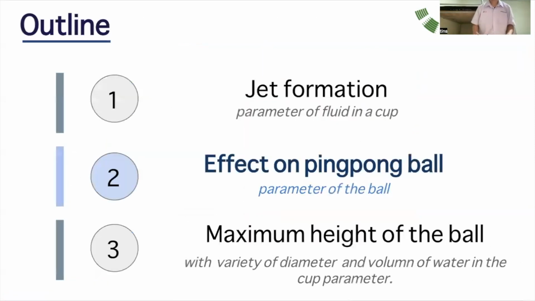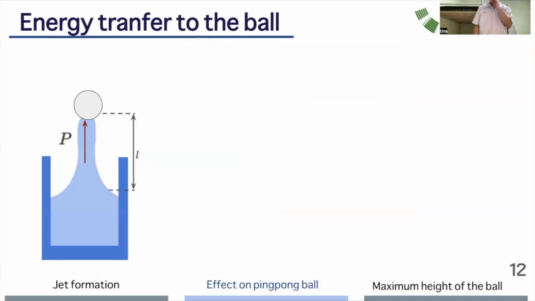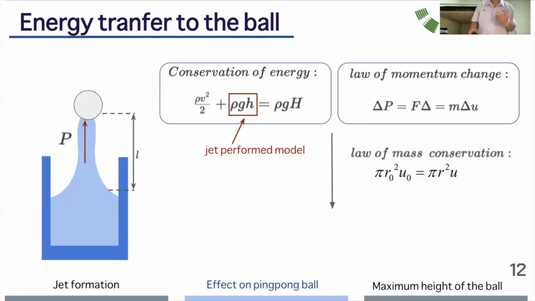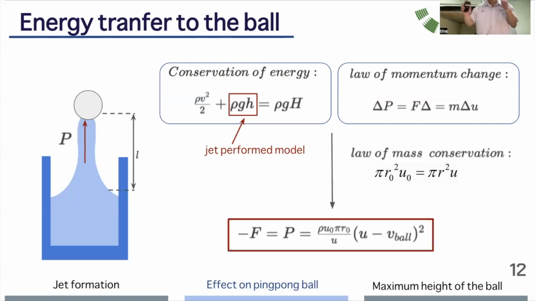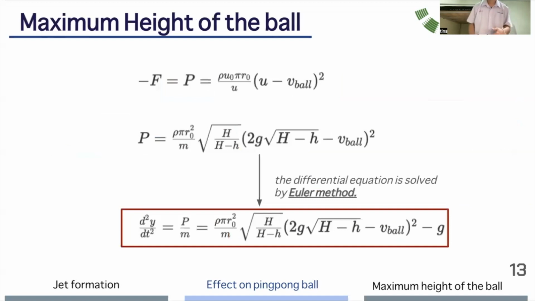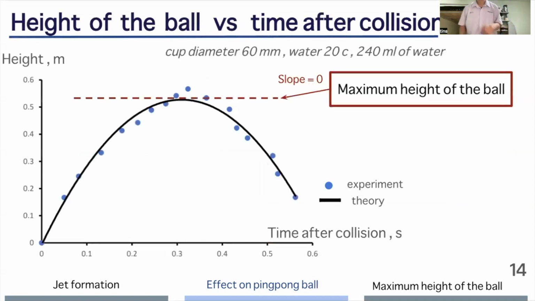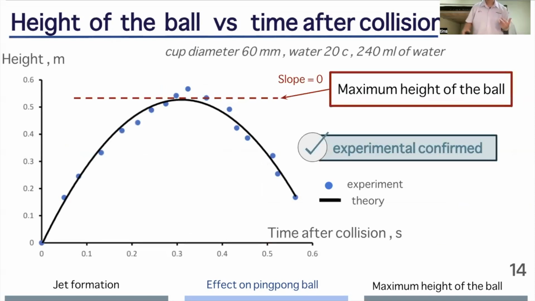Then we investigate the parameters of the ball. To evaluate the height of the ball, we use conservation of energy and the law of momentum change combined together. We add the law of mass conservation, and we get the force function in these terms. We format it as a differential equation and solve it with the method. We get the derivative form of these equations in the end. As you can see in this graph, we get a parabolic slide that has the maximum height of the ball, which stops at zero velocity. The graph fits well.